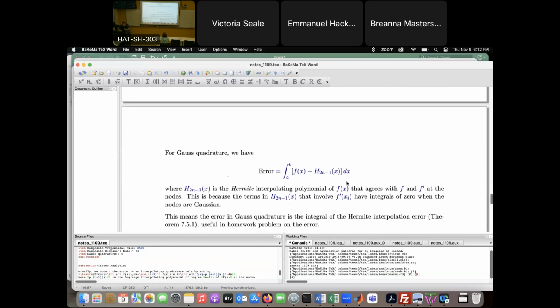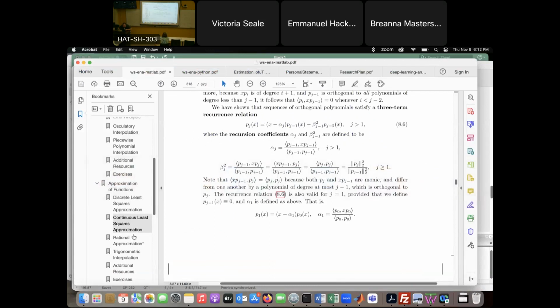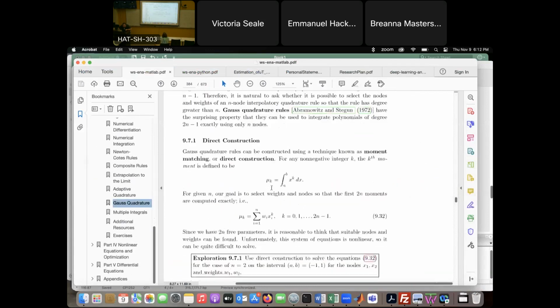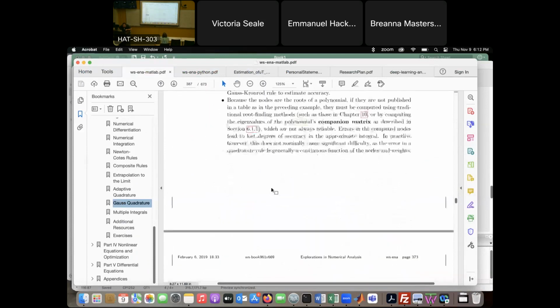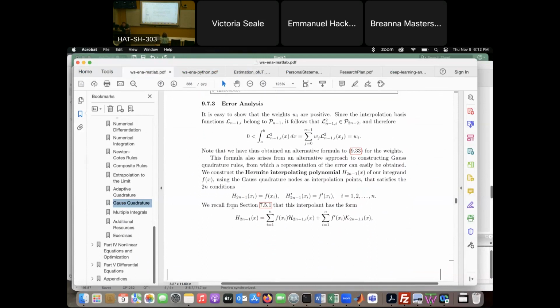I'm going to show you this in the text. I'll refresh your memory about Hermite interpolation. This is one way of expressing the Hermite interpolated polynomial as a sum involving f values and f prime values.